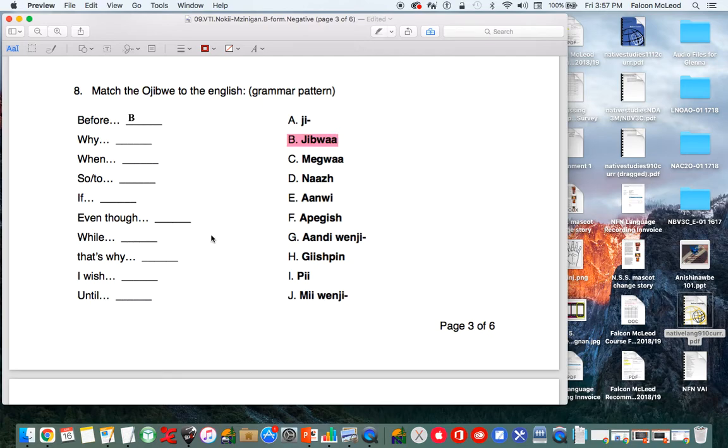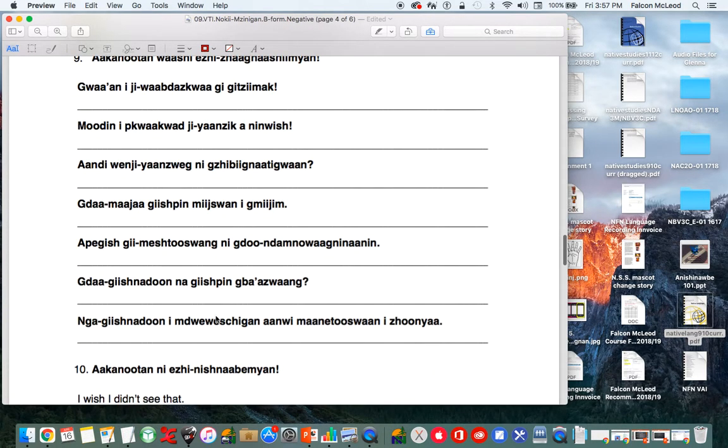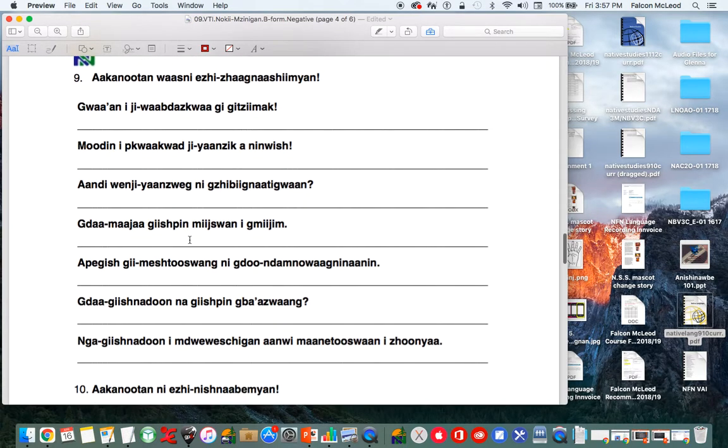Cross that out, and there we go. So again, we've done this before, and I'll leave the rest for you to fill in. All right, so we got number 9 here. Akanotan wasne ejagna shimian. So let's translate these into English.